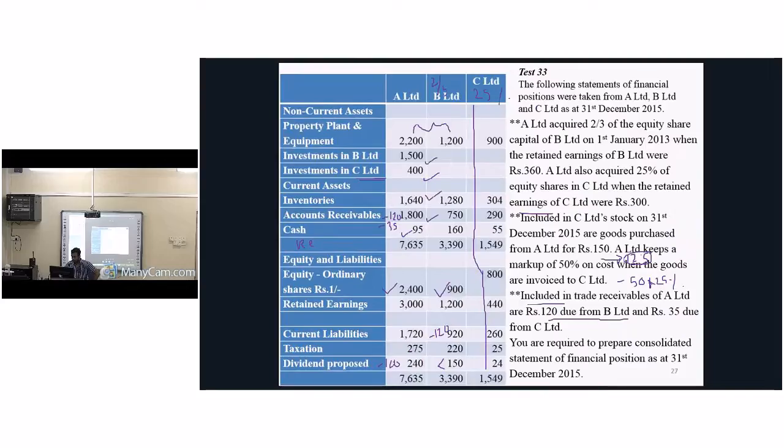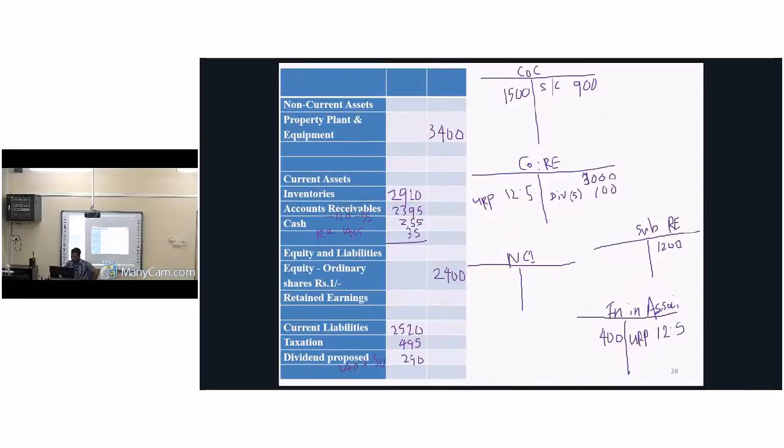Anything else? Now what is pre-acquisition retained earnings? Look, 360 is pre-acquisition retained earnings. So therefore I'll charge that one from this 360. All pre-acquisition retained earnings should be charged to cost of control account. This is retained earnings, 360.